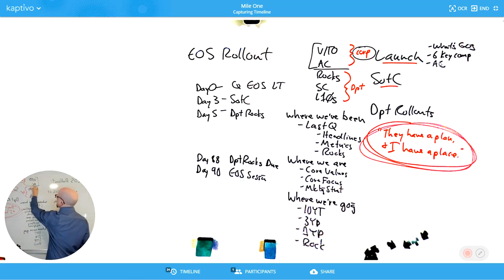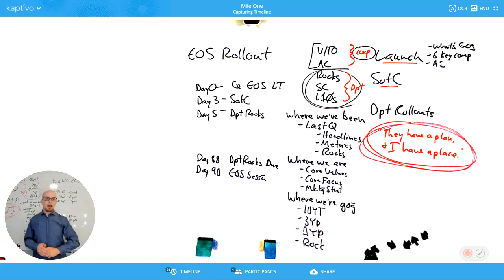Okay, so now let's talk about these ones here, the rocks, the scorecards, the level 10s, because these ultimately are going to be rolled out to every single person in the organization. So how does that work? A couple big things here.